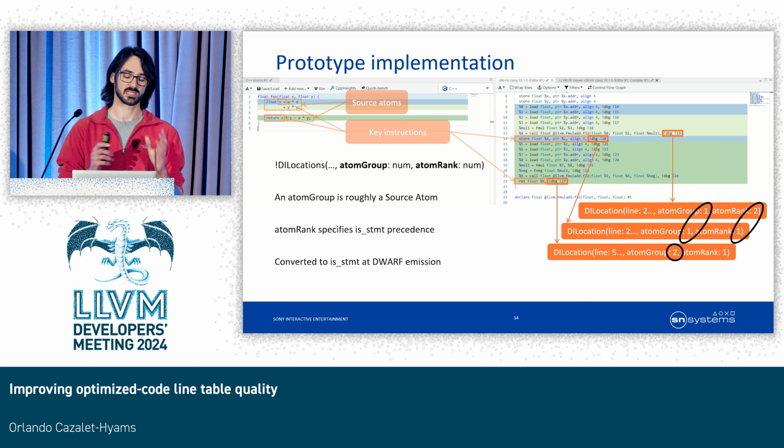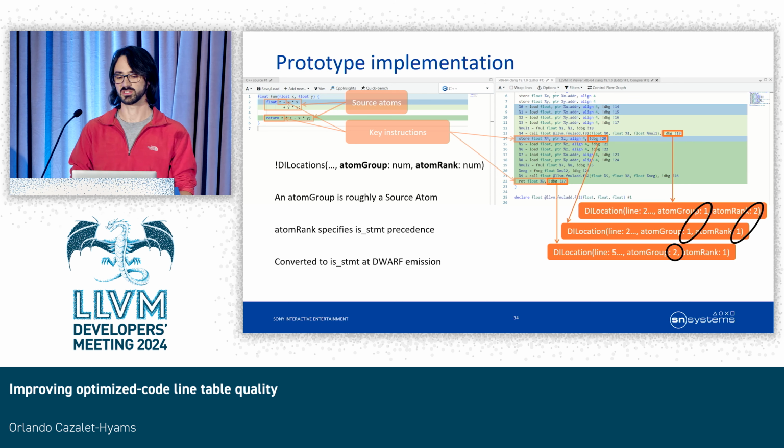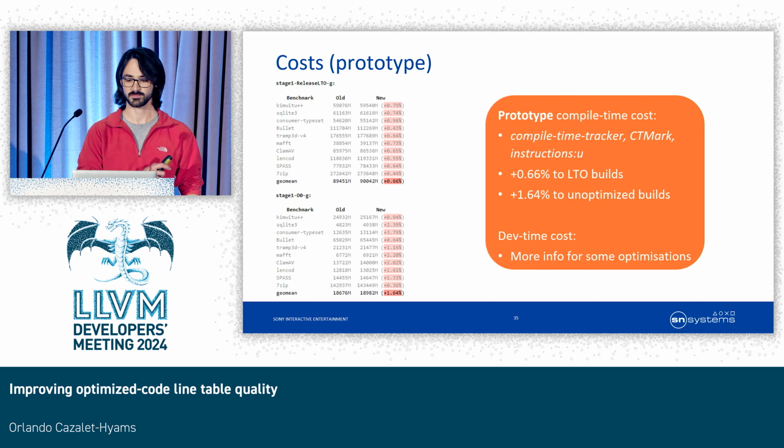And so before optimization passes run, we have a pass that uses heuristics to apply this new metadata to the instructions. Most optimization passes don't have to do anything. And then at DWARF emission time, we use the new metadata to determine its statement placement.